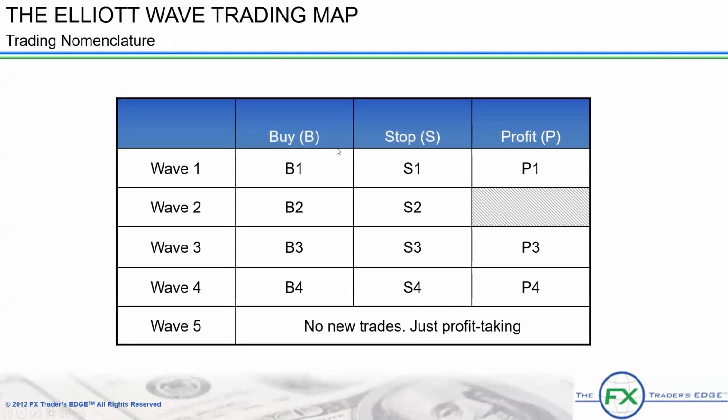And on our trading map, we're labeling the buys as B1, B2, B3, B4, meaning B1 would be buying for wave 1, B2 would be buying the wave 2 pullback, B3 for wave 3, and B4 for wave 4. So in this example, we're just using buys. The stops are S1, S2, S3, and S4, and then your profit targets. We're not taking any new trades, we're just taking profits at the end of wave 5.